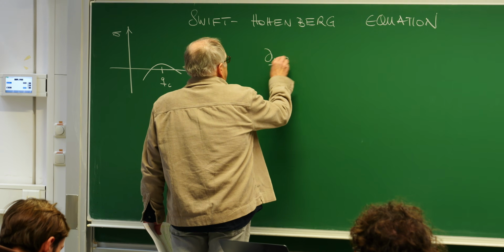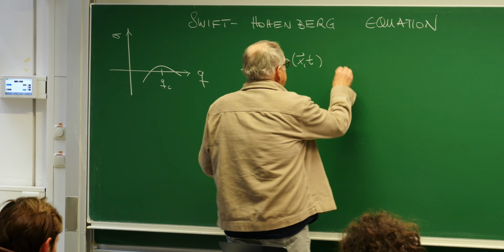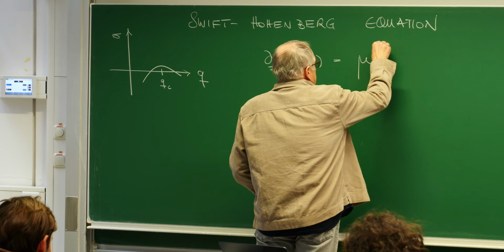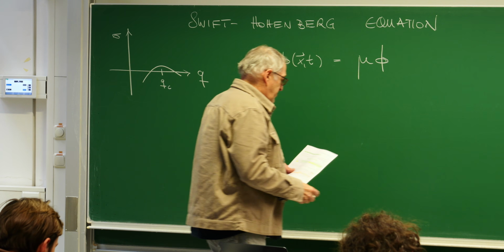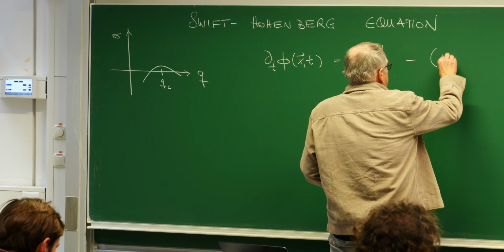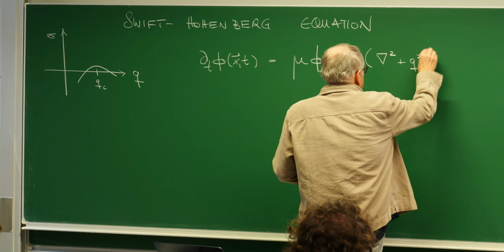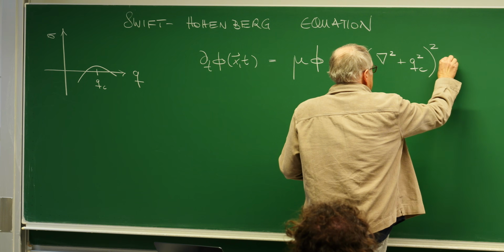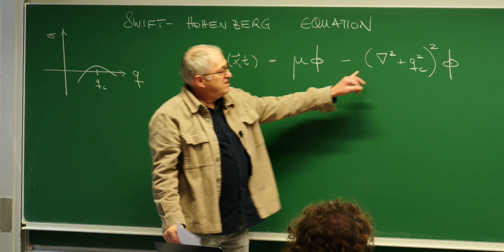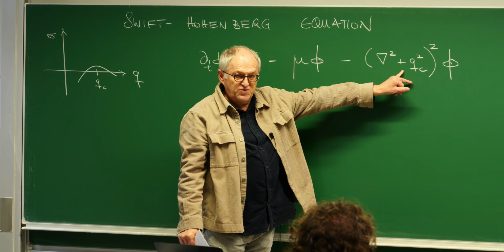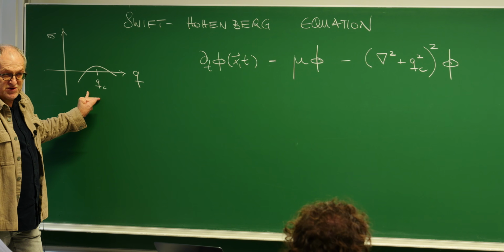So let's say we have dt phi of x and t. Phi is a field. And I take a term which grows. So mu is kind of a growth rate. And then I do what I just said. I take the dispersion relation and basically build it into the model. So when you do Fourier transform here, this is minus q squared plus q_c squared. So you see this term here basically just encodes a dispersion relation like so.